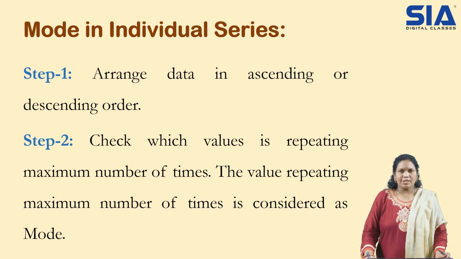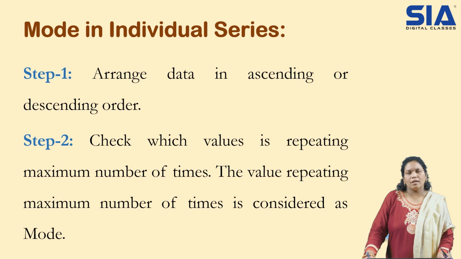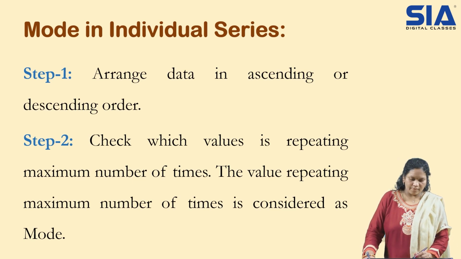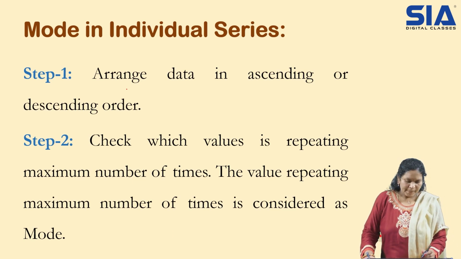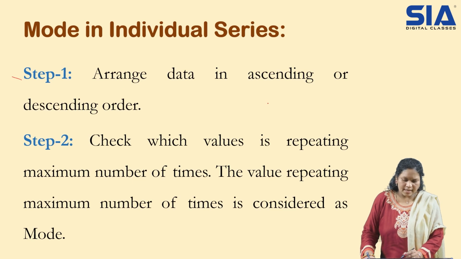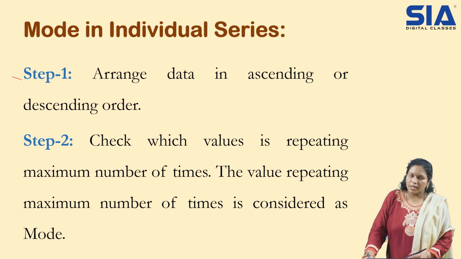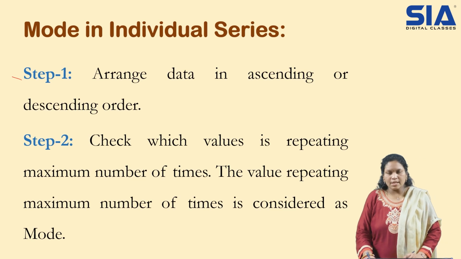So now let us check how mode is found for problems. Now let us go for the individual series. How do we obtain mode in an individual series? So step 1, arrange the data in ascending or descending order. So we have to arrange the data in ascending or descending order as step 1. Next, check which value is repeating the maximum number of times. The value repeating the maximum number of times is considered the mode.